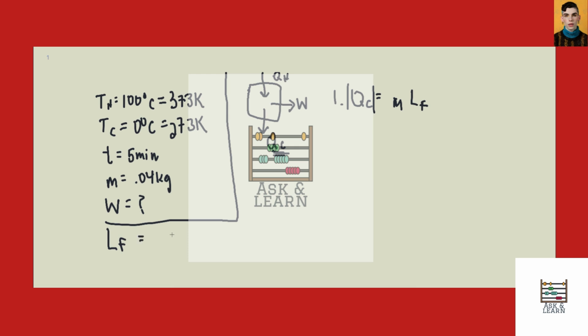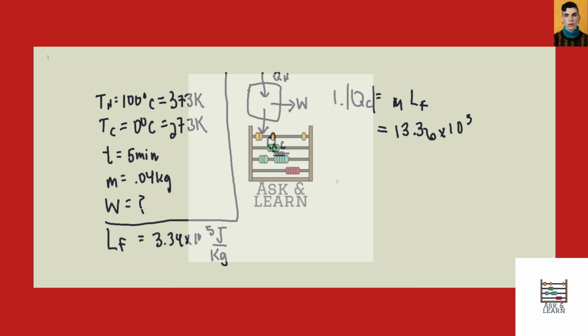LF is 3.34 times 10 to the 5 joules per kilogram, something you need to look up. It's the latent heat of fusion of melting ice. So if you take M, which is 0.04, and multiply it by LF, which is 3.34 times 10 to the 5, then you get QC, and that's 13.36 times 10 cubed. Okay, now we have QC.